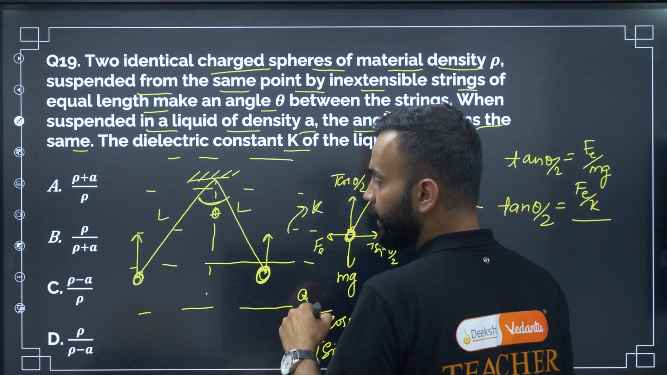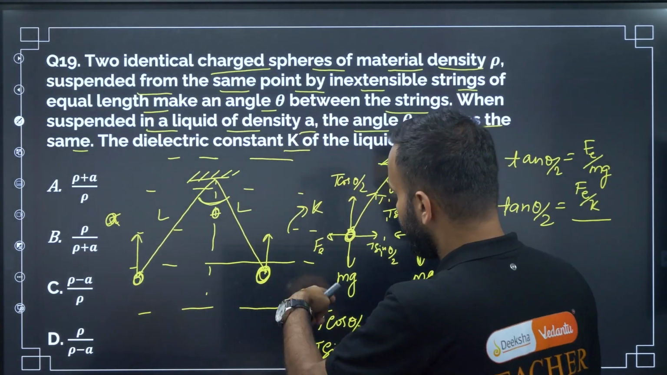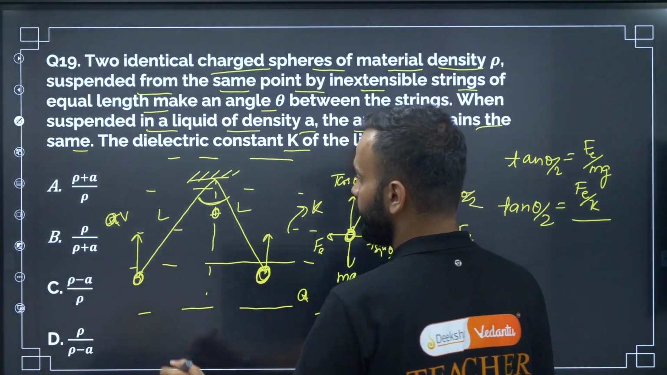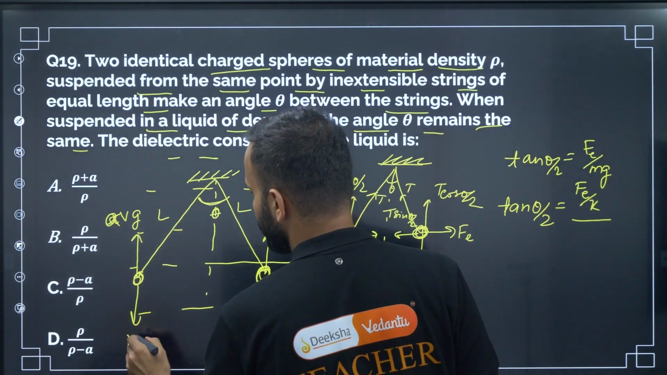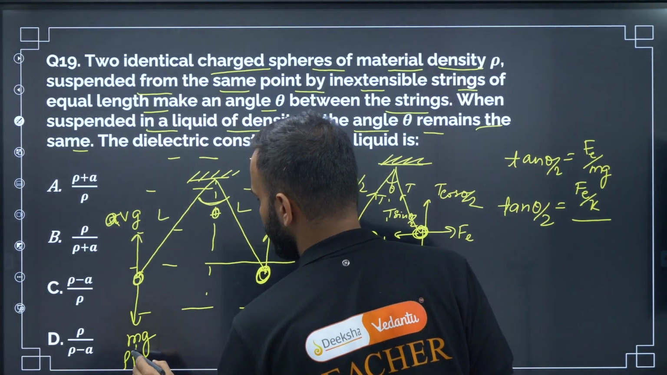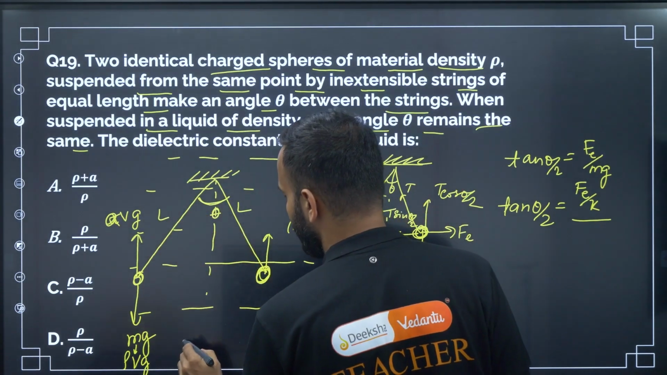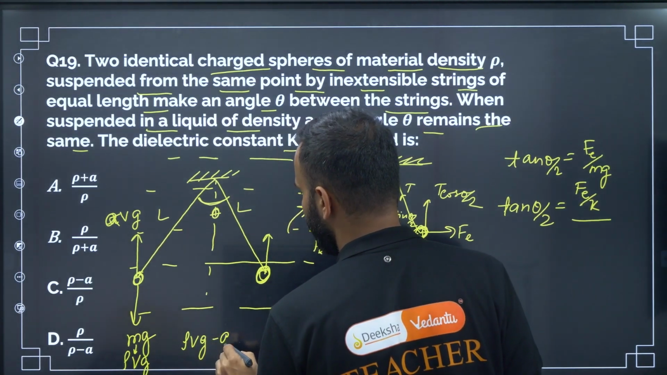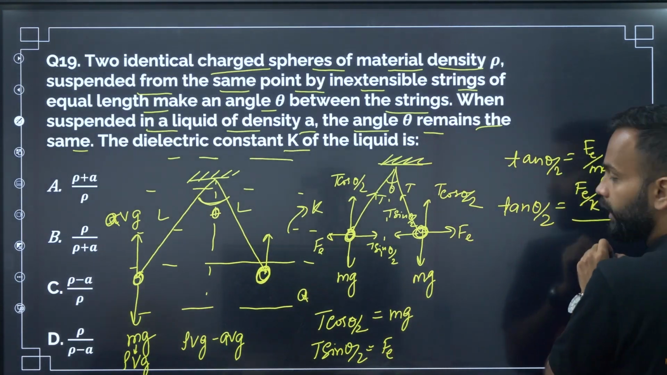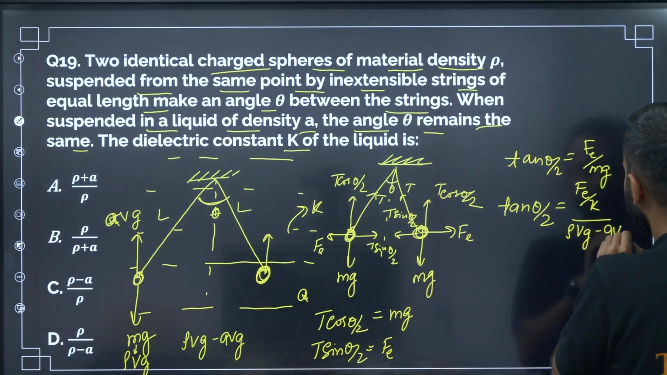So here the buoyant force is A, that is density of the medium into volume of this ball or the sphere into g, right, and the gravitational force is mg, right. M is rho into v, so rho into v into g, right. So the net force in the downward direction, or the vertical direction, is rho vg minus a into v into g, right. Okay, so now tan theta by 2 is equal to Fe divided by k divided by rho vg minus a into v into g.